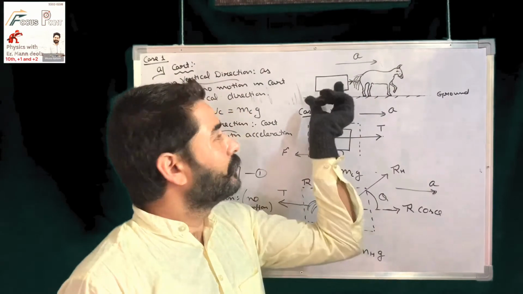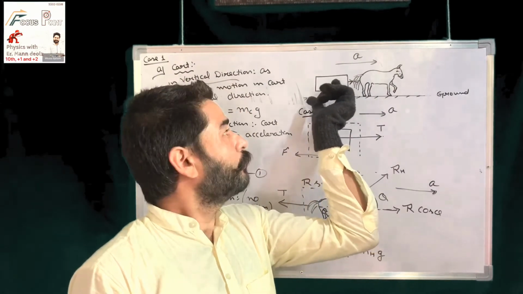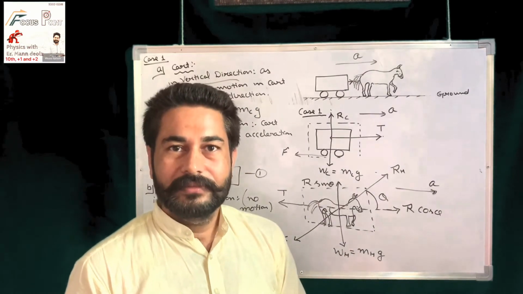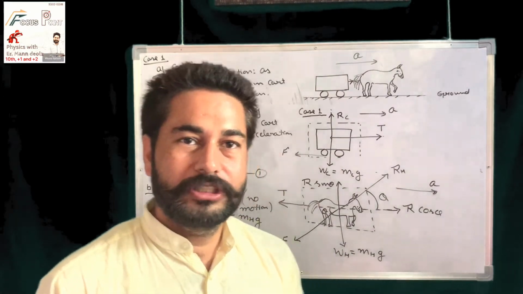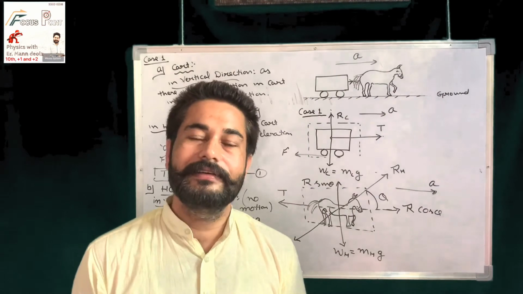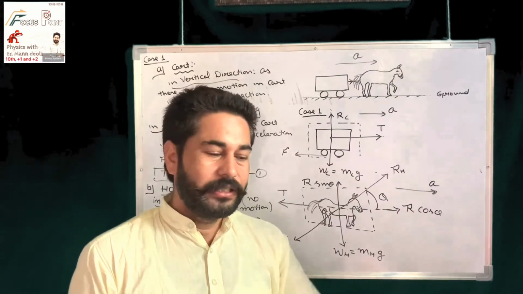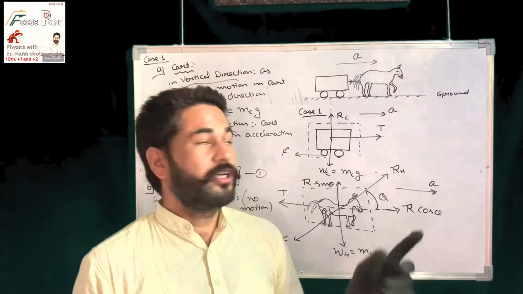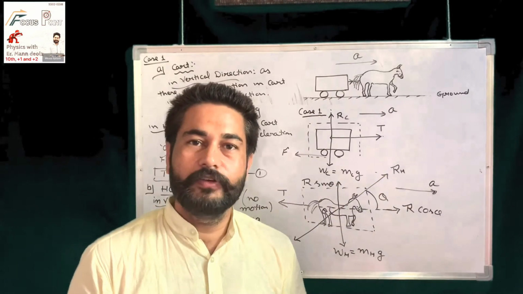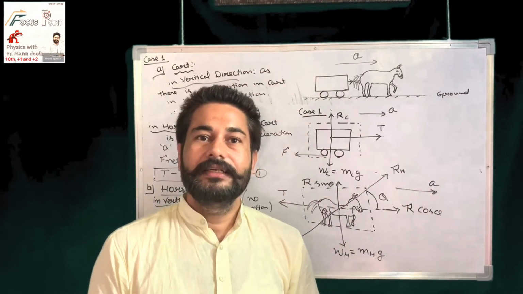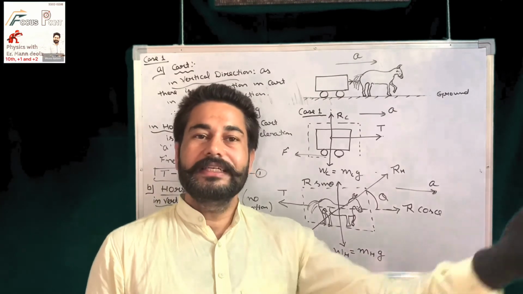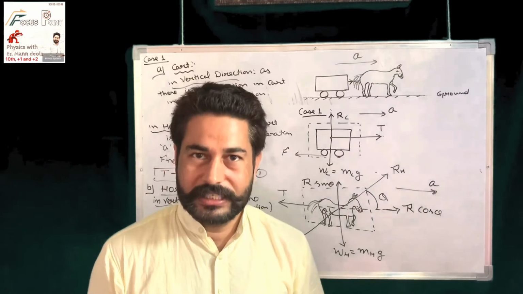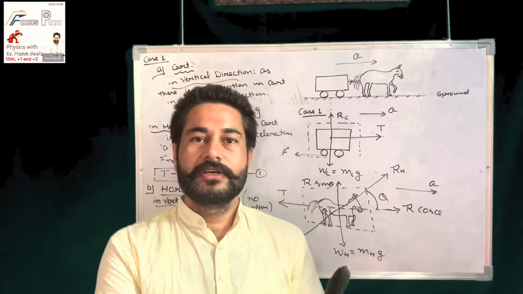Why? Because no other force is pulling the cart from the back side. Only the horse is pulling the cart. It means this case cannot be possible, that the acceleration of the cart would be greater than the acceleration of the horse. Now the third case: the acceleration of both will be equal. If the acceleration of horse and cart is equal, then only they will cover an equal distance, because their increase in velocity will be the same for the cart as well as the horse.